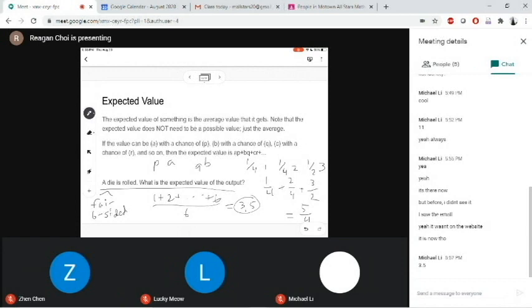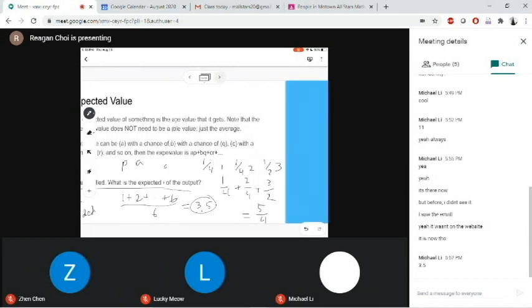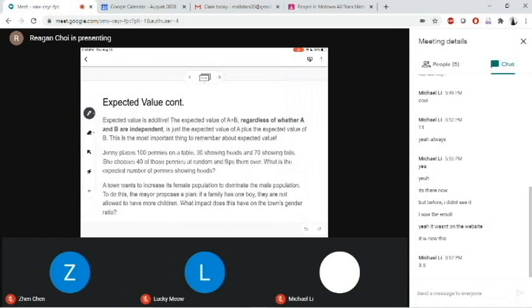Alright. So, the biggest thing about expected value is that it is additive. The expected value of A plus B is always the expected value of A plus the expected value of B, no matter what. It does seem kind of unintuitive because, let's say A is mostly only true when B is true. Regardless, it's just A plus B. You can add them up separately. Anyway, I guess we can go to the second question.